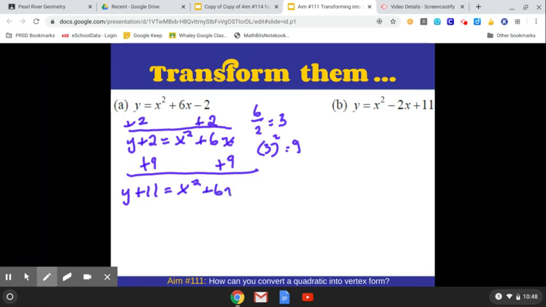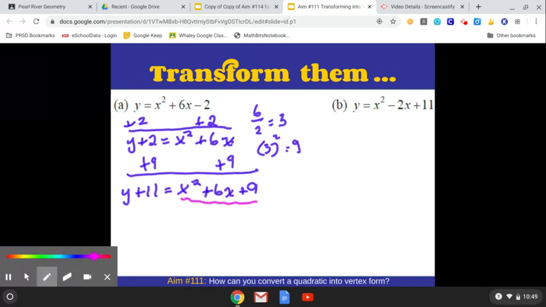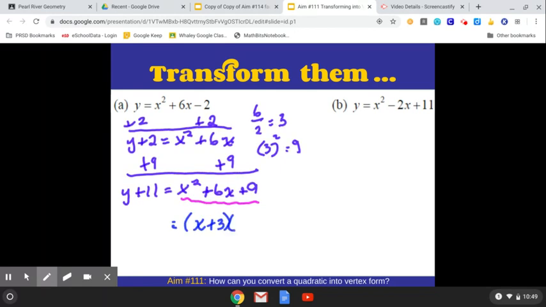What that did for us, and I'm going to highlight this in pink again, is it created a trinomial, what we call a perfect square trinomial, a trinomial that factors into two things that are exactly the same. In this case, it's x plus 3 and x plus 3. But we're not going to write it that way. So let's take off that second one. We're going to write this as x plus 3 squared, because that is going to give us, in the next step, the equation in vertex form.